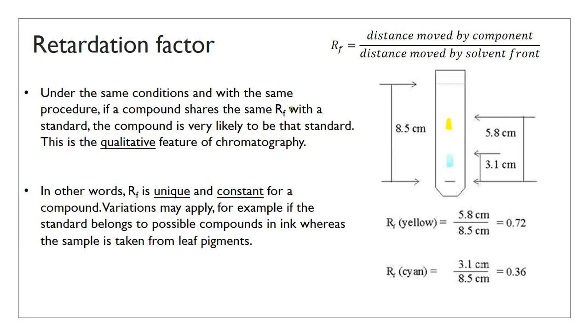So I think I wrote it in here. Under the same condition, with the same procedure, if a compound shares the same RF with a standard, the compound is very likely to be that standard. So this is the feature of chromatography that allows you to identify the name of a substance. So in this sense, RF is a unique constant for a compound. However, in order for this to actually be done, you need to make sure that the standard experiment is run under the same condition with the same procedure as the experiment that was used to determine the unknown. So the 2 experiments have to be of the same conditions for the comparison to be valid.